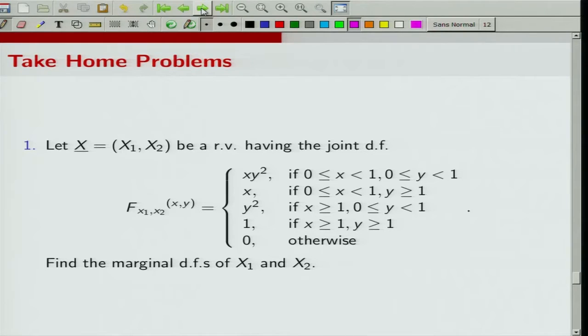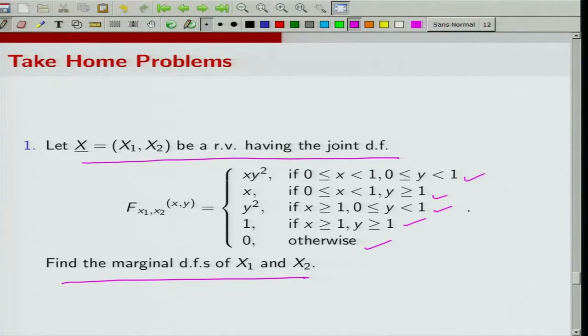Now, let me give this as a take home problem. So, let x equal to x1 x2 be a random variable with joint distribution function given by this. These are the different branches. Find the marginal distribution functions of x1 and x2. So, as I have told you, to get the marginal distribution functions, one has to take the argument of unwanted variable going to infinity.